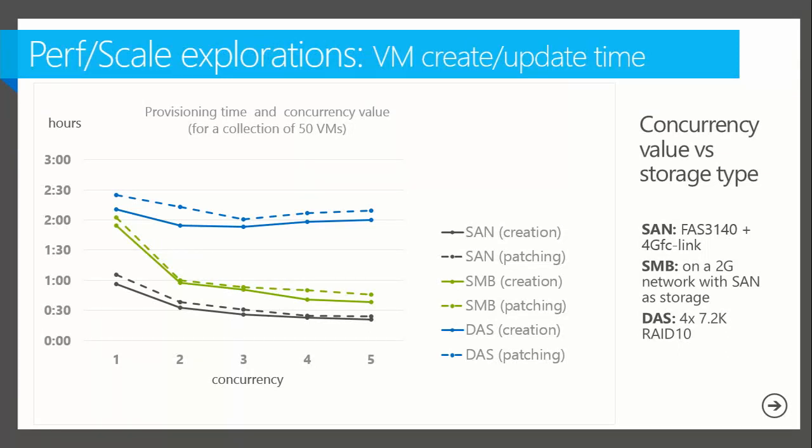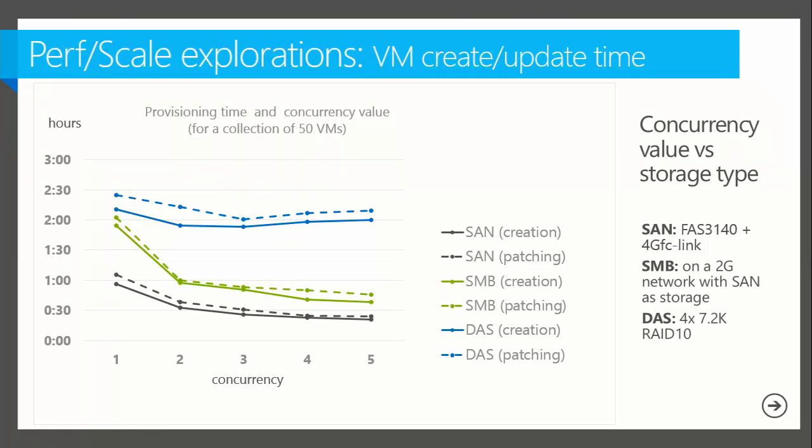So this is the capture of that data. If your storage is capable, and the green curve and the black curve are types of storage that are capable, then the amount of time it takes to provision 50 VMs, for example, the black curve, goes from 1 hour to about 27 minutes when the concurrency value is set to 5.